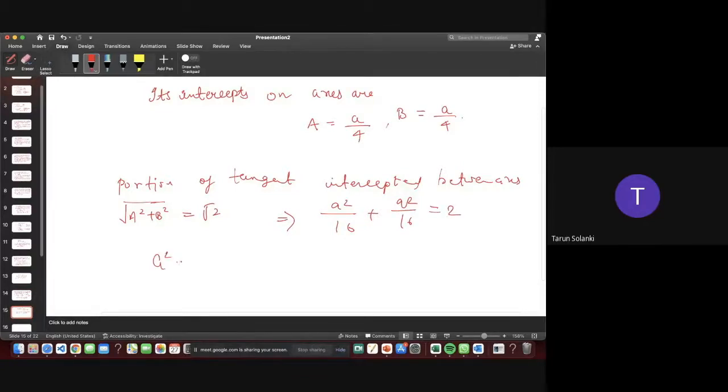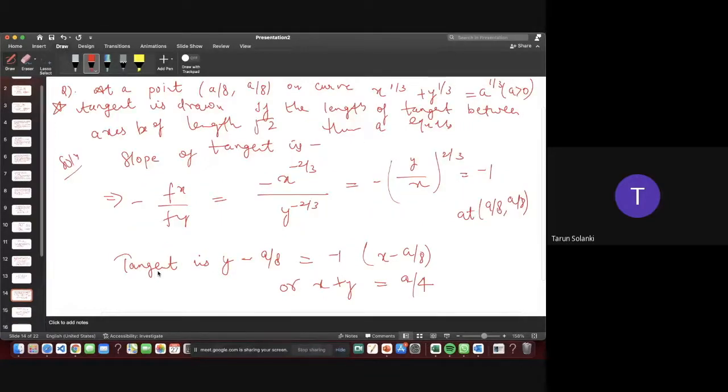So a square is equal to 16. So a will become plus minus 4, and we have to consider the positive value. So a is equal to 4. It means if you go for the options, option number 3 is the correct answer. Option 3 is the correct answer. So now you can copy the question and the solution.